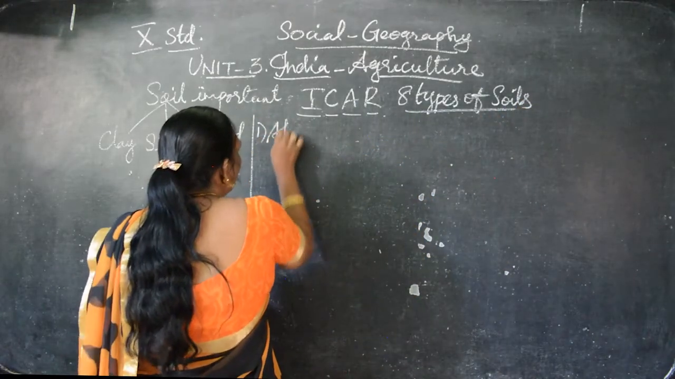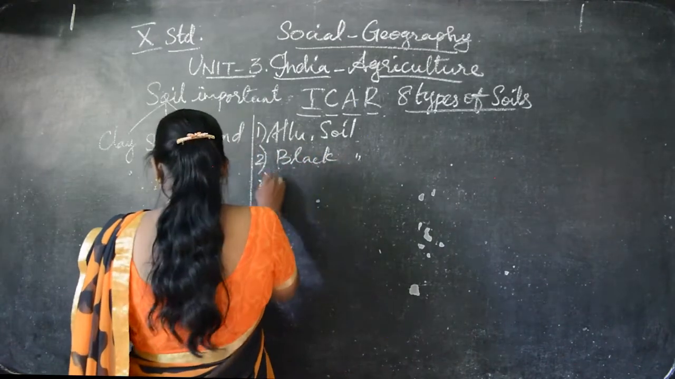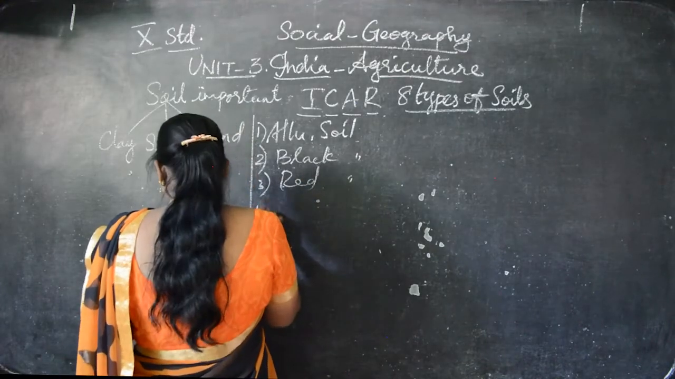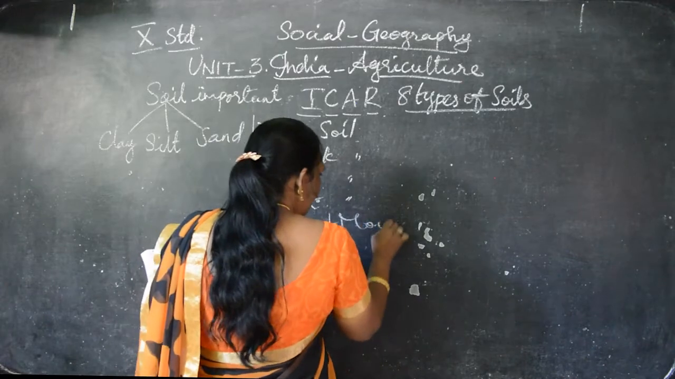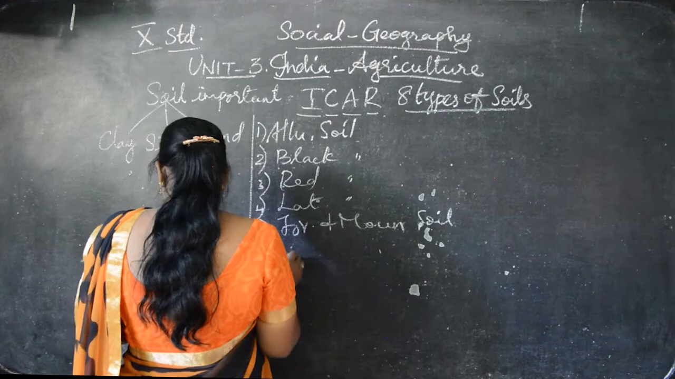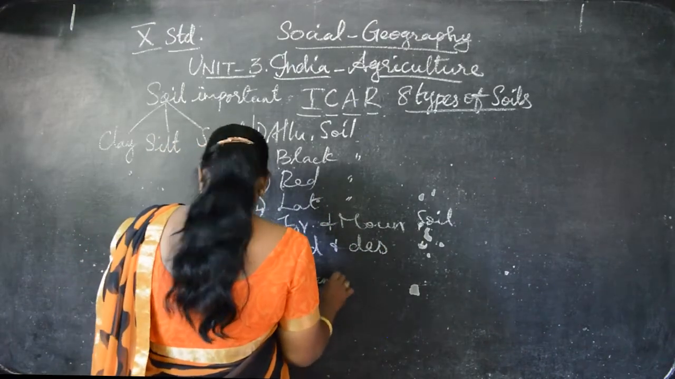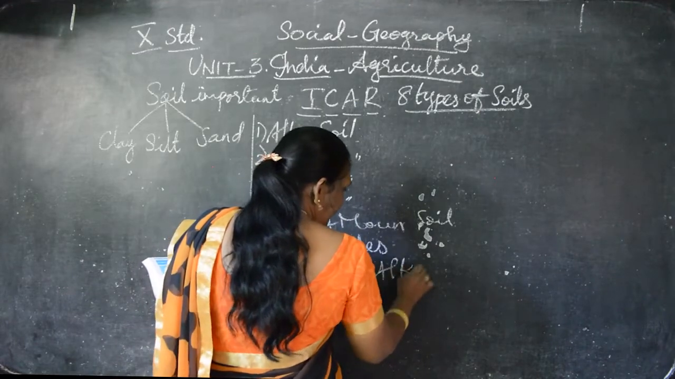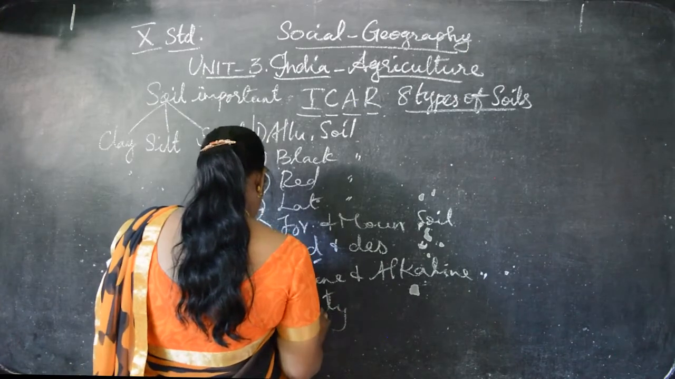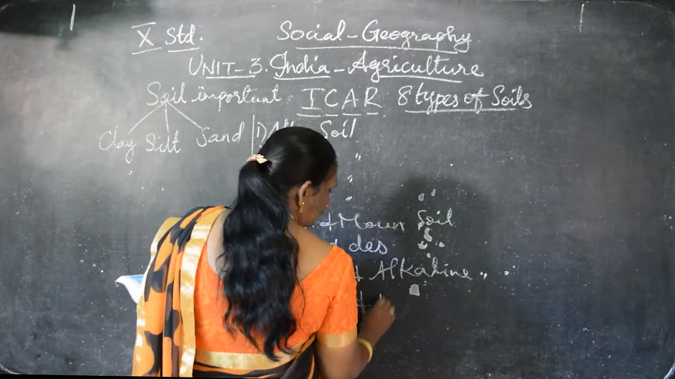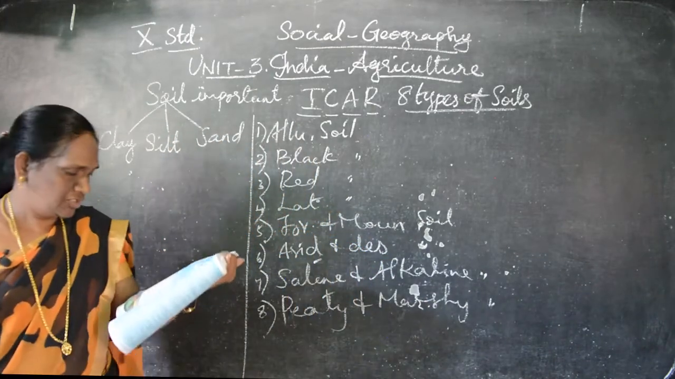What are they? First one, alluvial soil. Then second one, black soil. Third one, red soil. Fourth one, laterite soil. Fifth one, forest and mountain soil. Sixth one, arid and desert soil. Seventh one, saline and alkaline soil. And the eighth one is peaty and marshy soil. So these are the 8 classifications of soil. One by one we'll see it now.